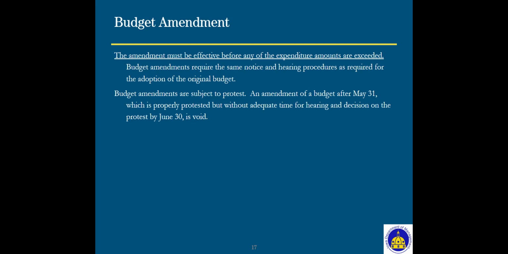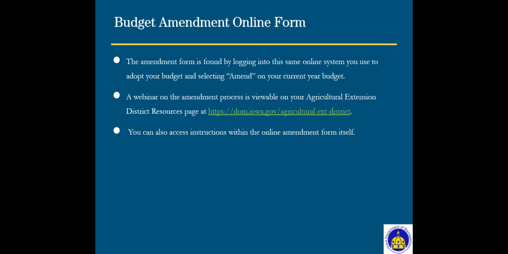Budget amendments are also subject to protest. An amendment of a budget after May 31st, which is properly protested but without adequate time for that process I discussed of a local hearing and the State Appeal Board to make a decision: if a budget is protested so late that we can't get all that done before the end of the fiscal year, then the budget amendment itself is void.